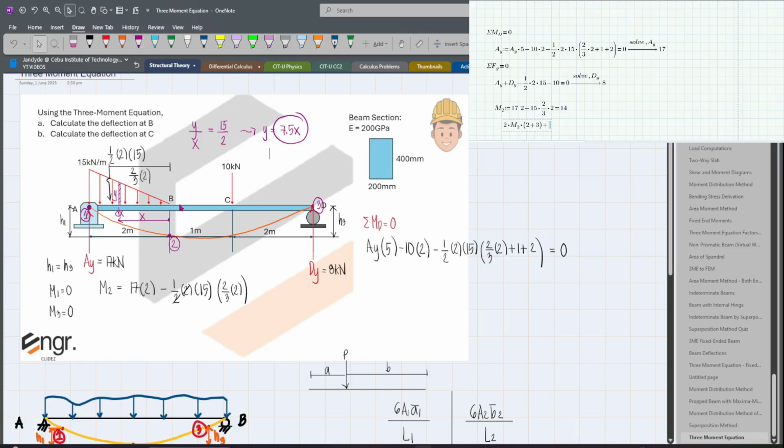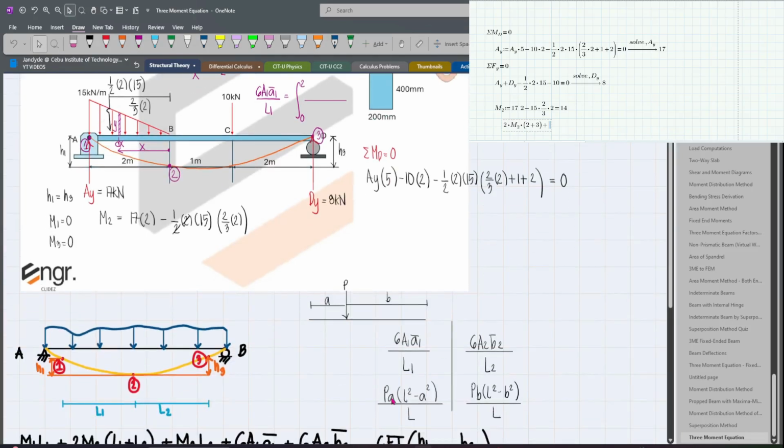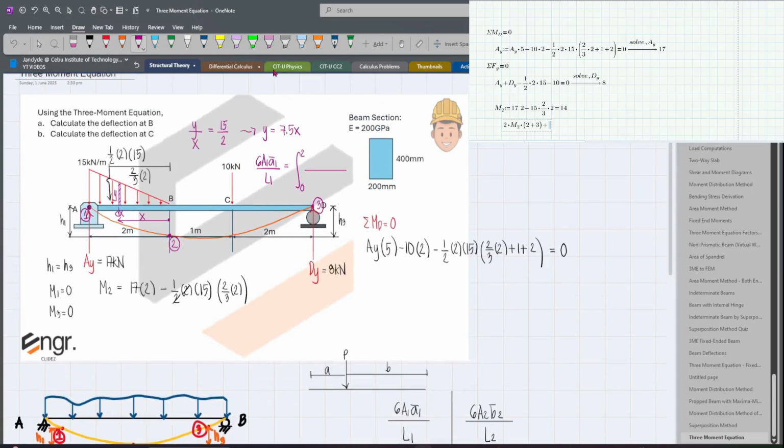Then integrate natin para isum up natin lahat ng effects niya. So for 6A1 barred A1 over L1, we would have integral from 0 to 2. Bakit 0 to 2? Dito tayo nagsa-start, then we will end dito sa point A, which is 2 meters in length. Then applying this formula, we have P times A. So the load would be equal to the height, 7.5x. Ayan. Now what is A?